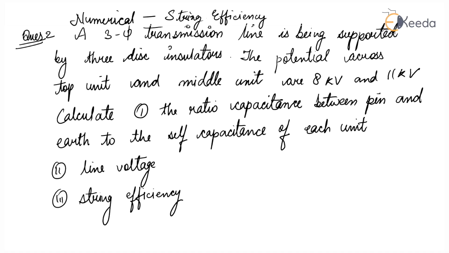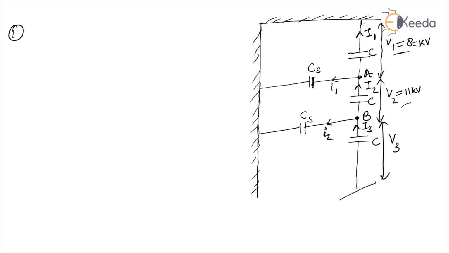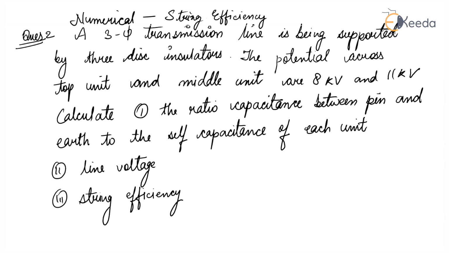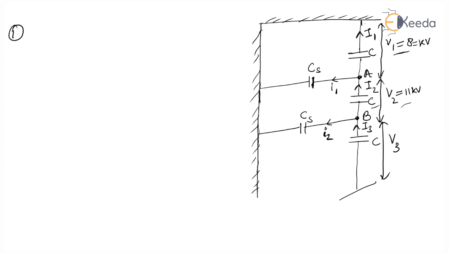So the question is, a three-phase transmission line is being supported by three-disc insulators. I already drew the diagram. The three-disc insulators are replaced by capacitors: capacitor 1, capacitor 2 and capacitor 3. Now, the potential across the top unit and the middle unit are 8 kV and 11 kV. So the voltage across the top unit is 8 kV and the voltage across the second unit is 11 kV.